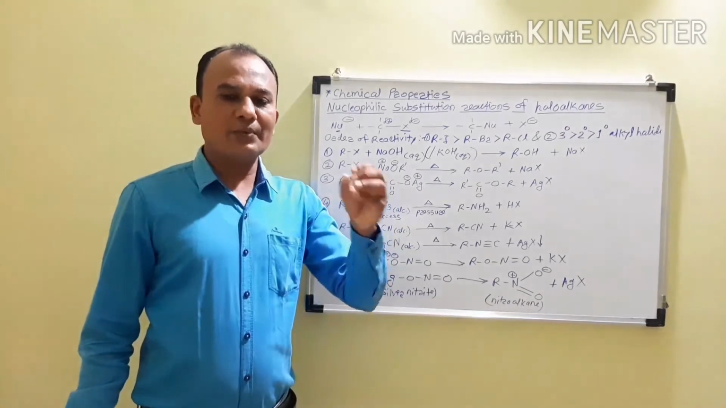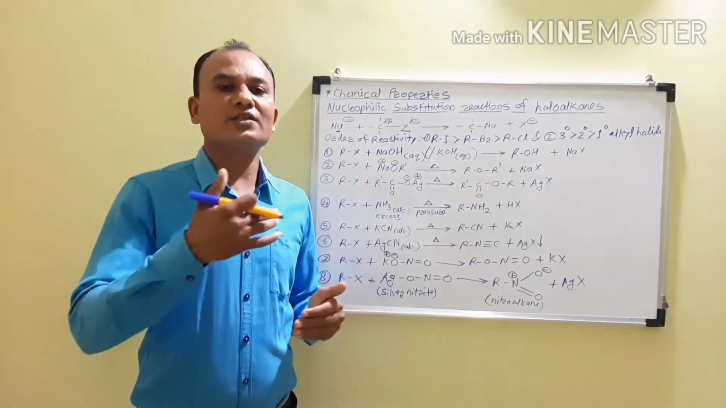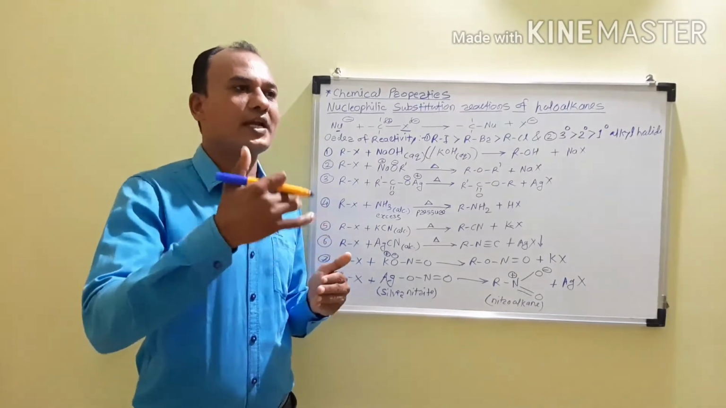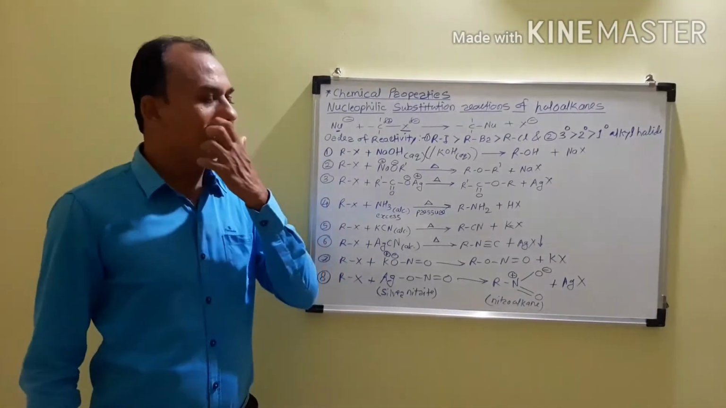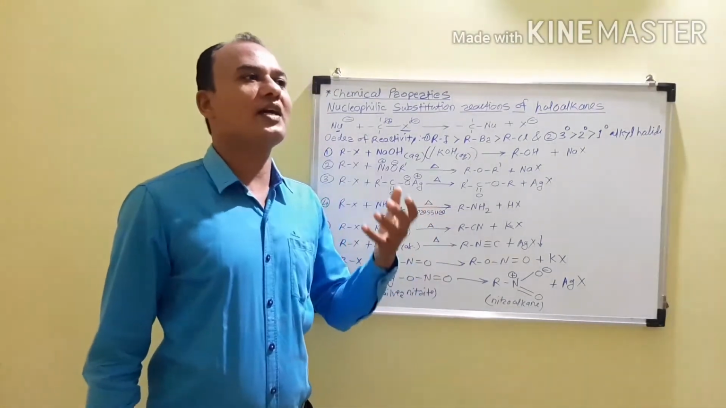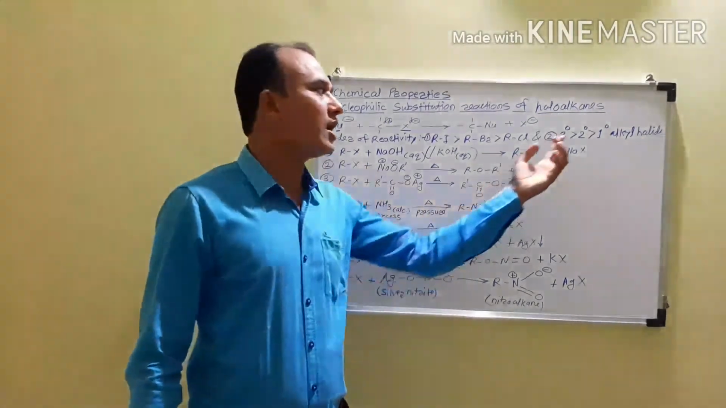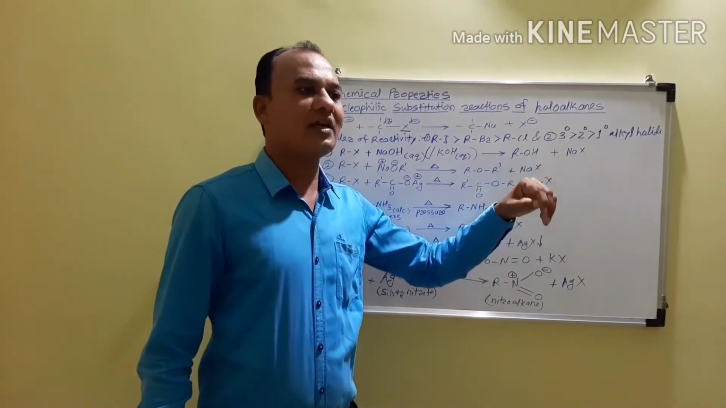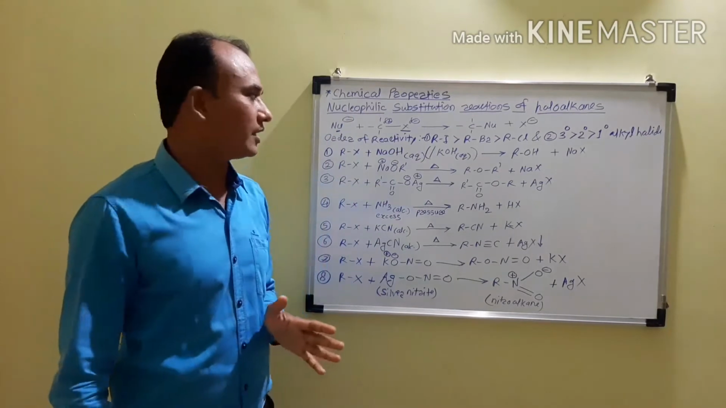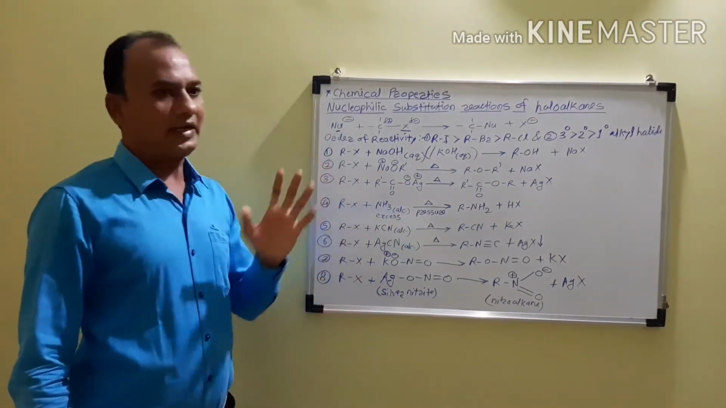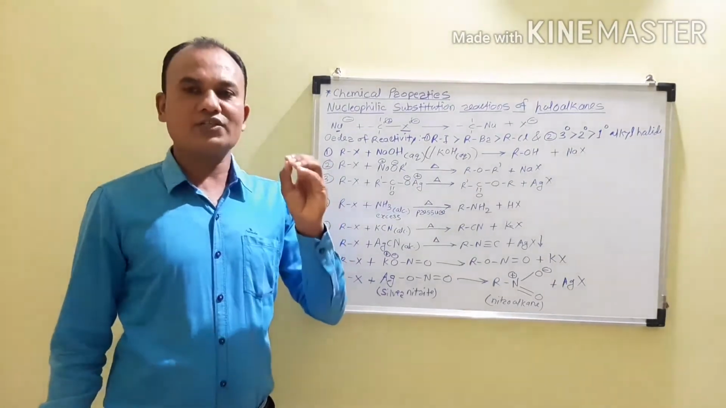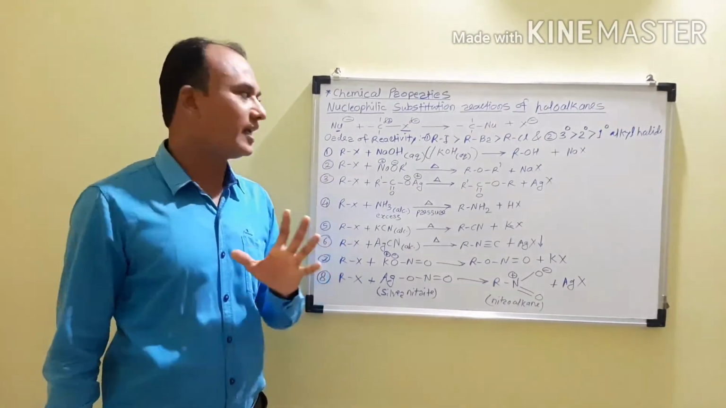The second factor is the state of the carbon atom in the alkyl halide. A tertiary carbon atom is more reactive than a secondary, and a secondary carbon atom is more reactive than a primary. Therefore, tertiary alkyl halides have a higher reactivity as compared to secondary alkyl halides, and secondary alkyl halides have a higher reactivity as compared to primary alkyl halides. So that is the reactivity order for the nucleophilic substitution reactions of alkyl halides.